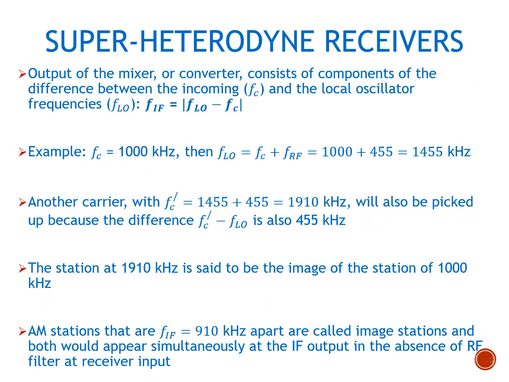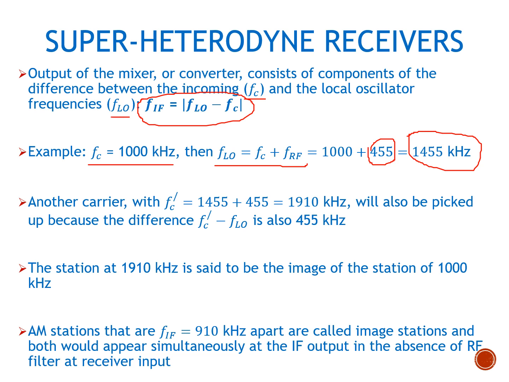So now image frequency is discussed here. Let's say the output of the mixer or converter consists of the components that is the difference between the carrier and the local oscillator. So at the output of the mixer we get this signal, which is the FIF, the IF signal. It's the difference between the carrier and the local oscillator. Now we can have a situation where the carrier is, let's say, 1000 kilohertz. The local oscillator, in this case, if the signal is an AM signal, the IF needs to be constant. So the local oscillator would then be tuned at 1455 kilohertz.